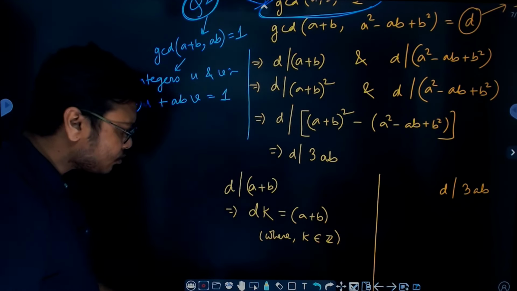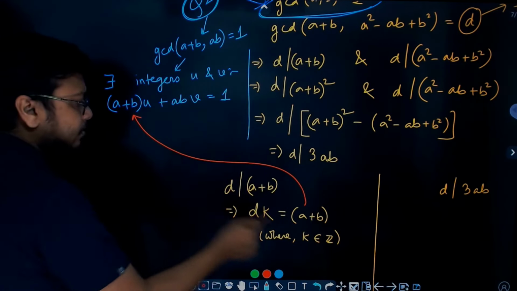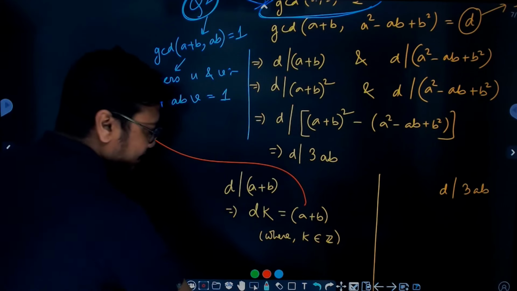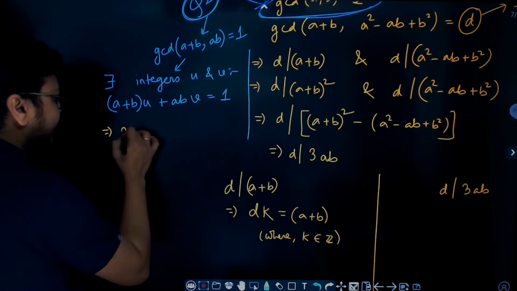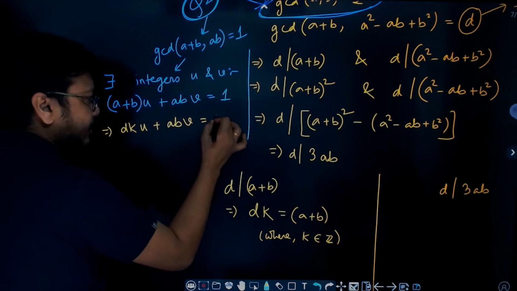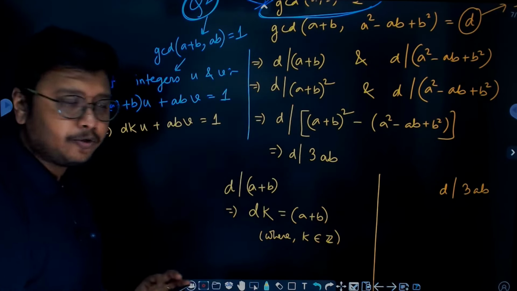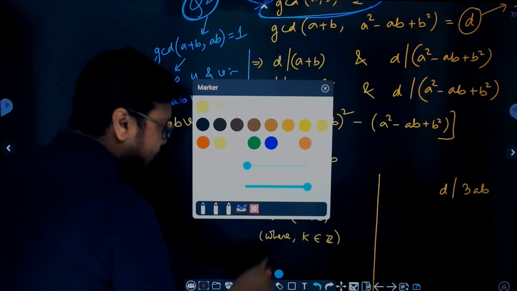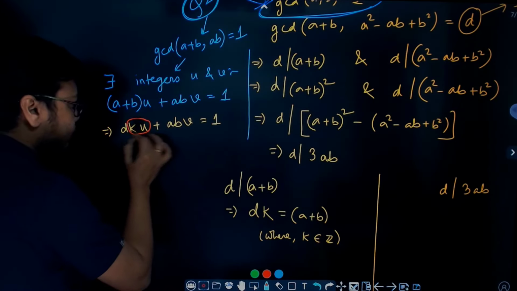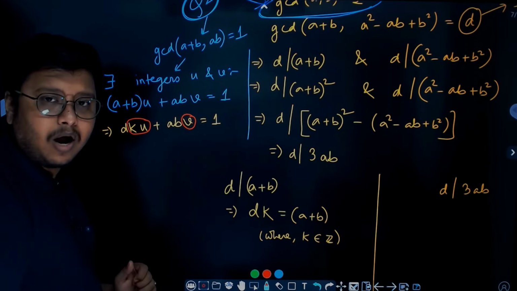If I plug in the value of a plus b as d times k, what I have is d times k times u plus ab times v equals 1. Now why am I doing all these things? It will be clear to you very soon. Just observe one more small thing here. I have d times k times u plus ab times v equals 1.